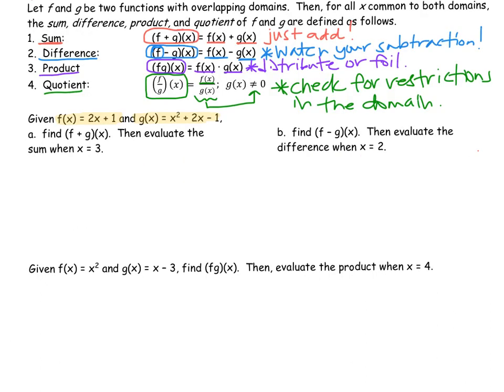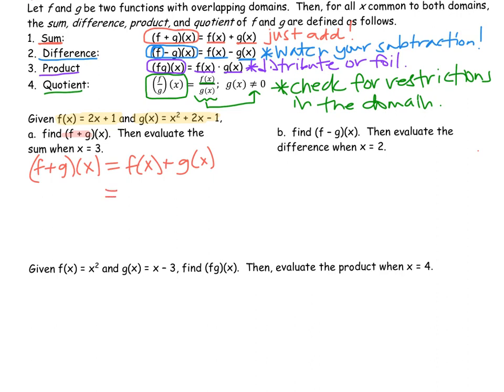Let's try a couple of examples. It says given f of x equals 2x plus 1 and g of x equals x squared plus 2x minus 1. The first thing we're asked to do is to find f plus g of x. Then evaluate the sum when x equals 3. So if we're asked to evaluate f plus g of x, using the definition up above, that simply means f of x plus g of x. So we're going to take what they equal and add them together.